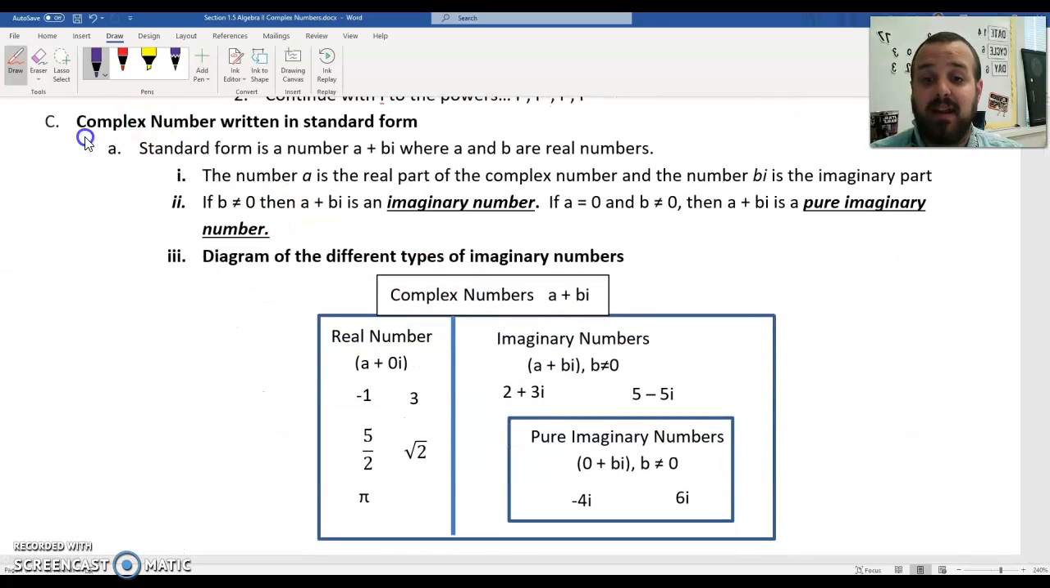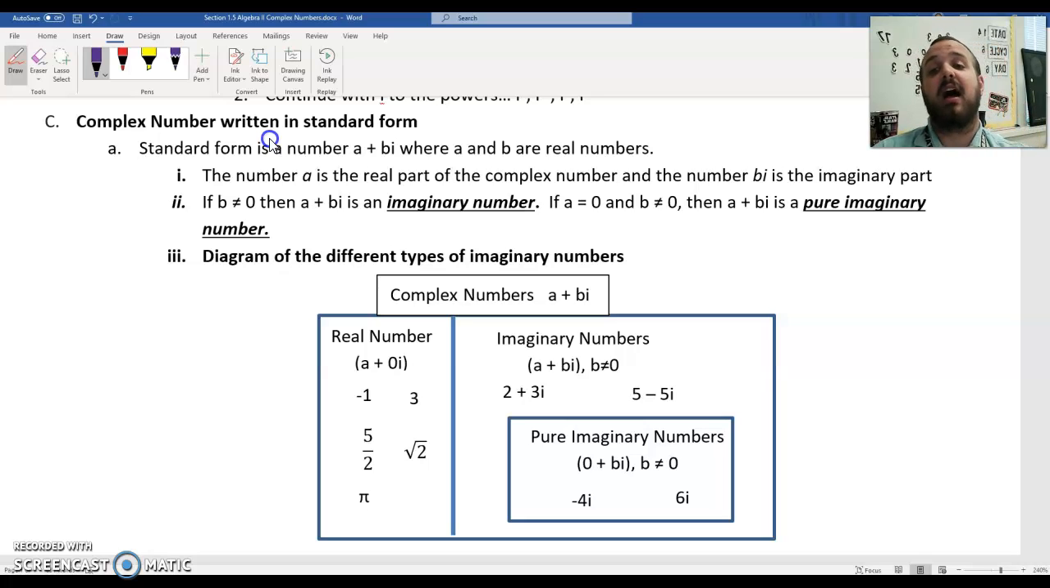The next thing I want to talk about is complex numbers written in standard form. Here's the deal, guys. At some point a math teacher told you, by the way, every number secretly has a decimal, right? So 4 is secretly 4.0. There's always a decimal hiding there. Well, I'm going to blow your minds again and say, every number you've ever talked about secretly has an imaginary component to it as well.